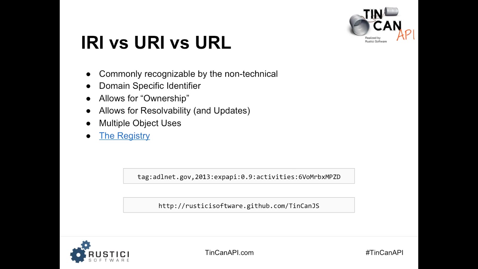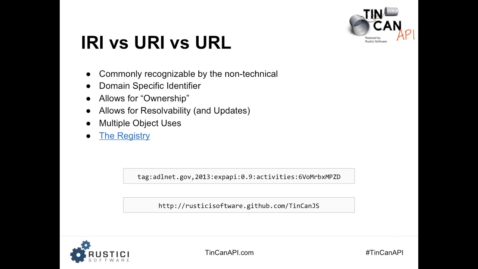One of the things that Rusty Software has provided is a registry for URIs. The registry is a community effort. We established it and we maintain it, but we're really looking for community contributions. We want to be able to track any and all URIs out there that are being used for Tin Can API statements. Other registries do and can exist.